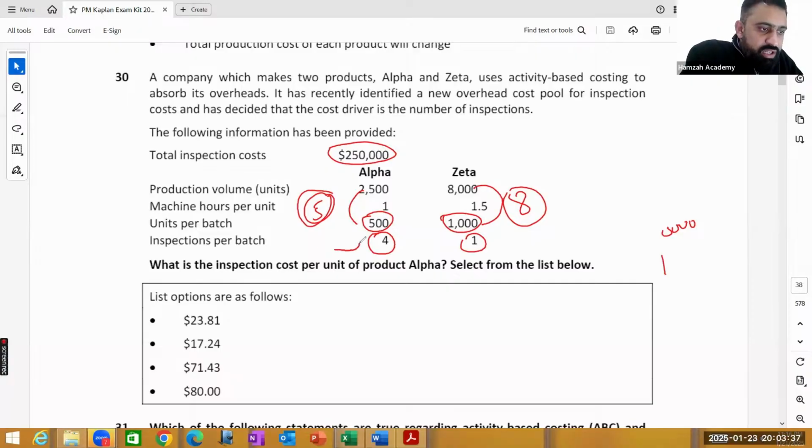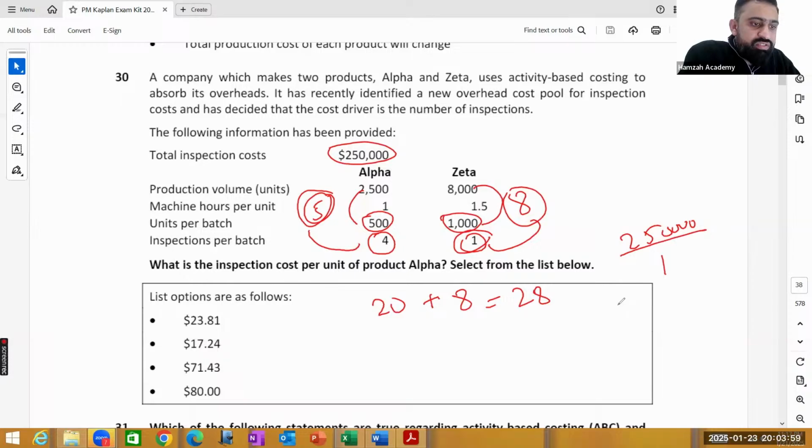And for alpha, you need 4 inspections per batch. So the number of inspections in alpha will be 20. And for beta, you need 1 inspection per batch. So for beta, the number of inspections will be 8. So it is total 28. And 2,50,000 is the total inspection cost, so divided by 28. Now find out the per inspection cost.